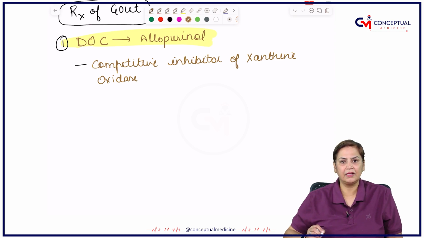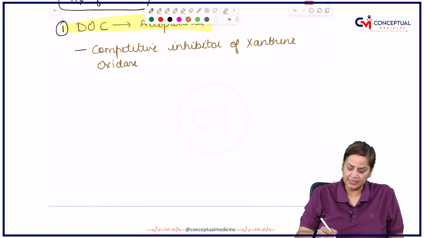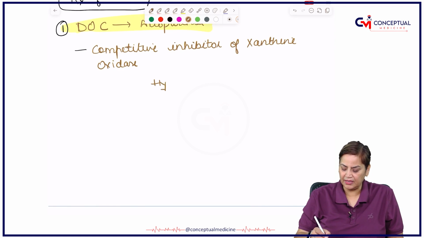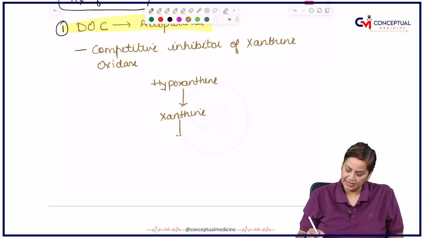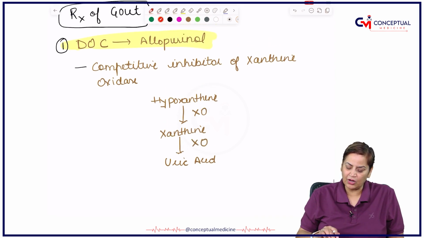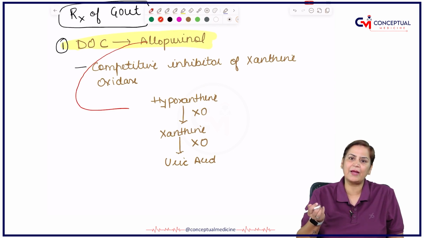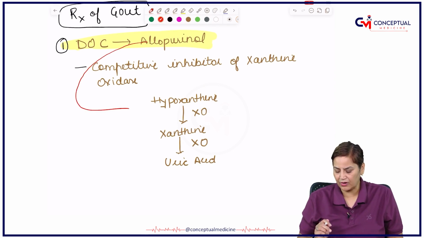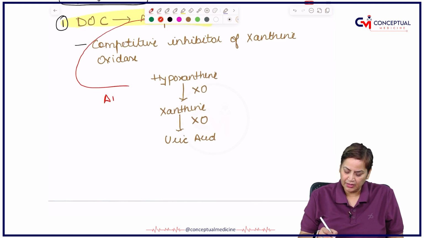Very important. So basically what happens here is that hypoxanthine, as we just saw, is being converted into xanthine, and this xanthine is being converted into uric acid. The enzyme is xanthine oxidase. Now why is allopurinol known as the drug of choice? The moment the uric acid level comes back to normal, the patient can stop taking that drug. So allopurinol is a competitive inhibitor of this.